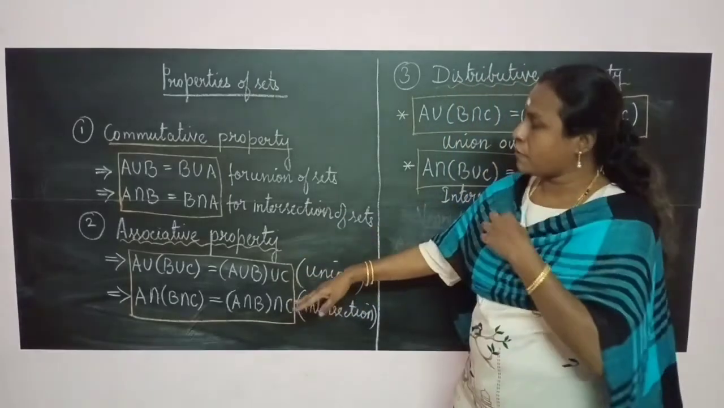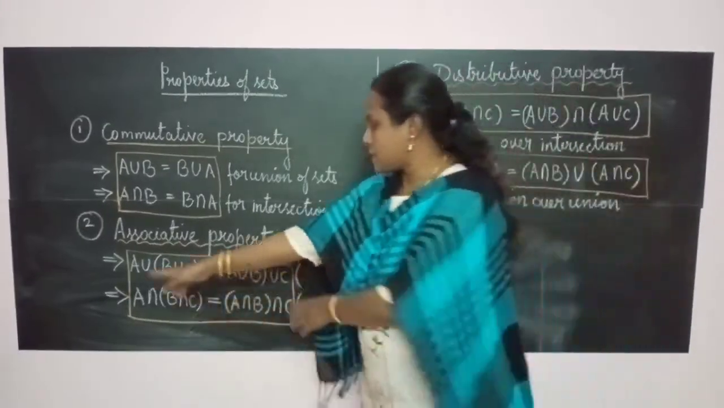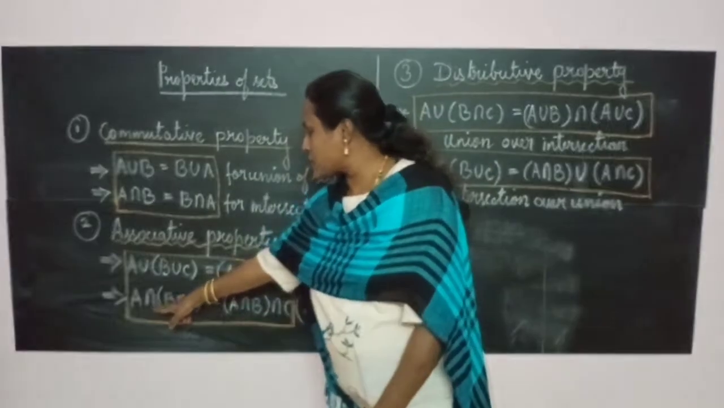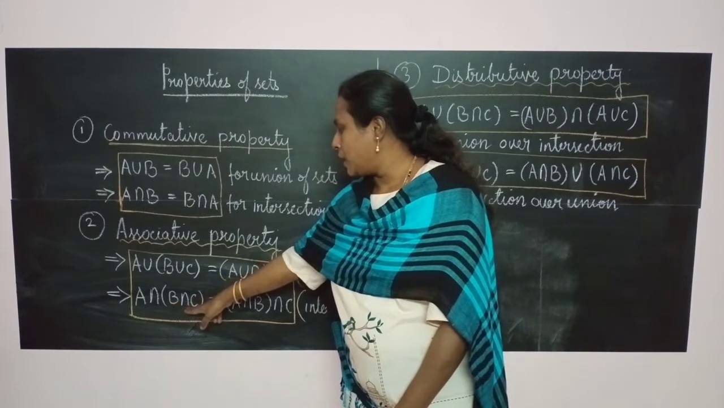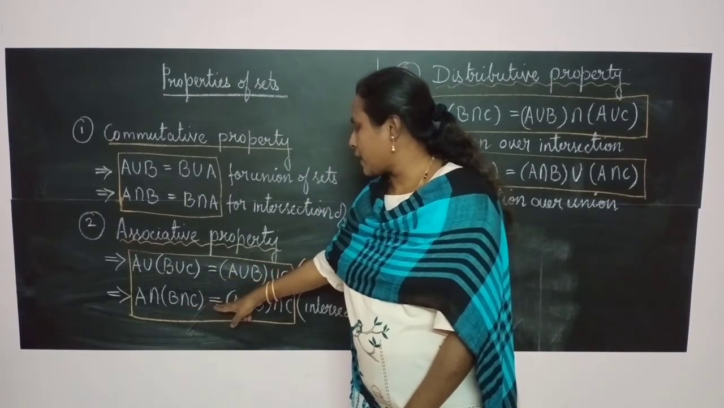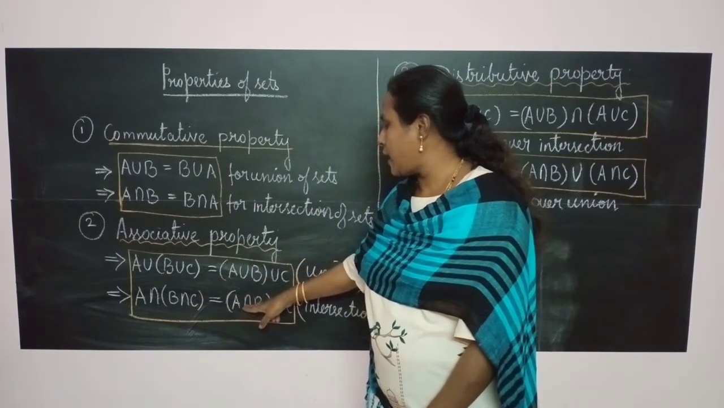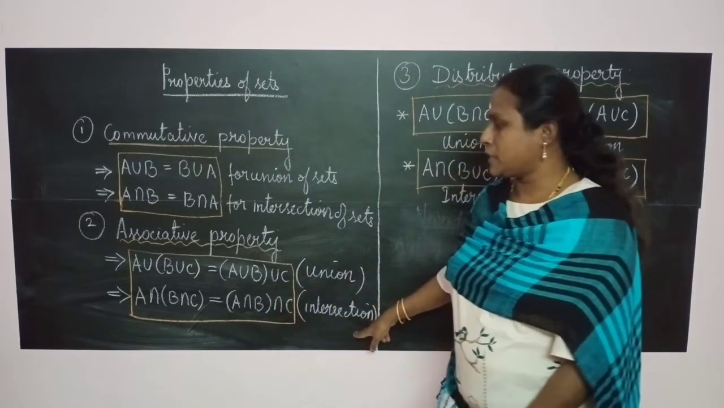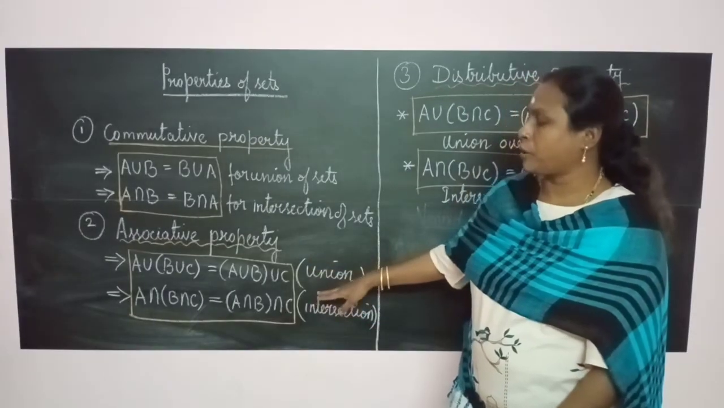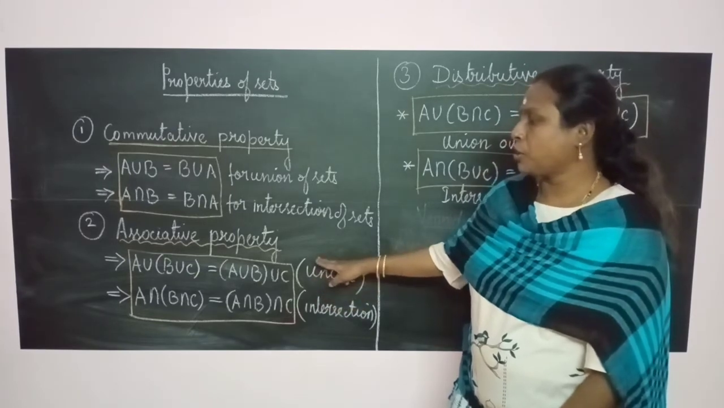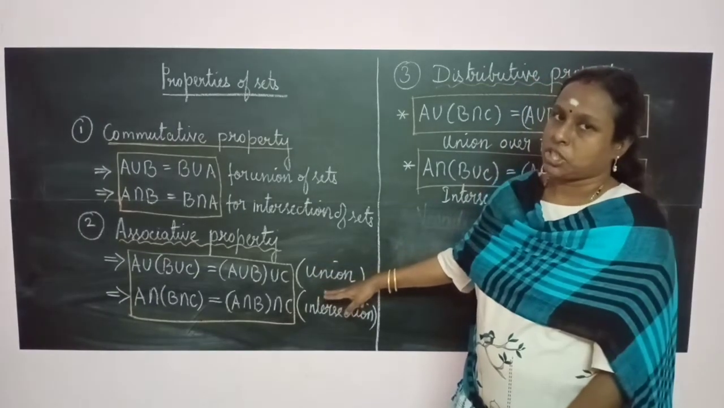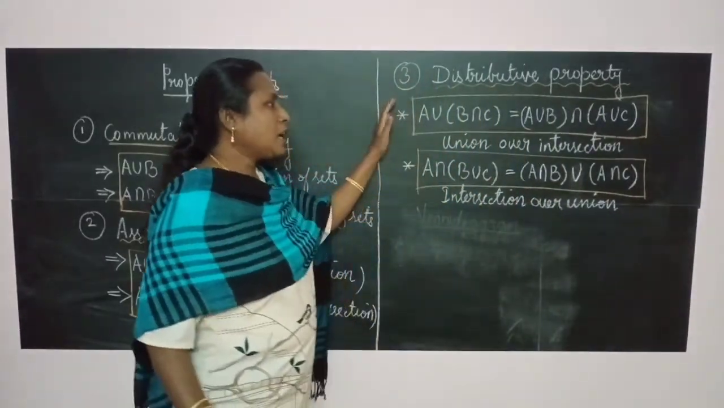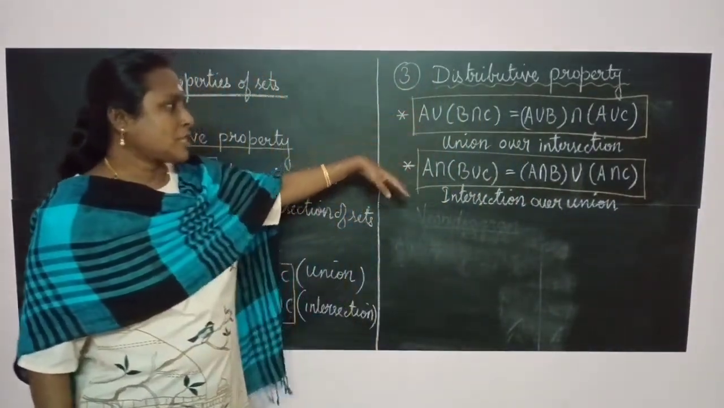For intersection of sets, same thing, but the symbol alone changes. A intersection open bracket B intersection C close bracket is equal to open bracket A intersection B close bracket intersection C. This is for the intersection. These are the two associative properties for union and intersection. Next, the third property is the distributive property. Here also come two subdivisions.